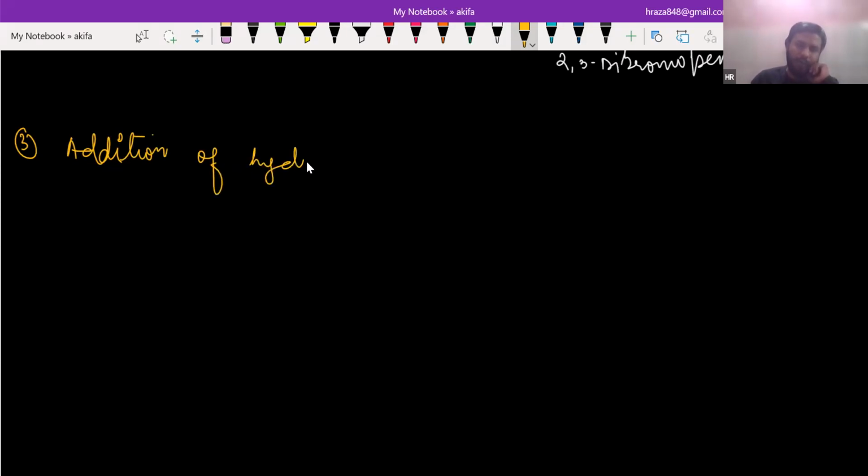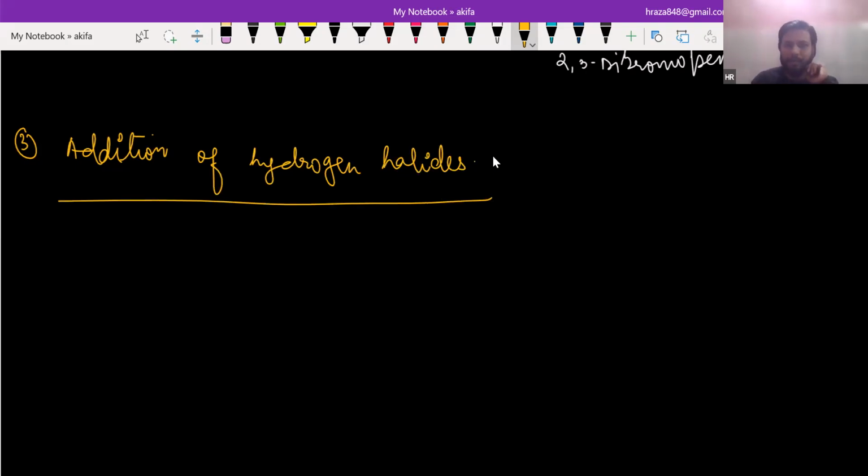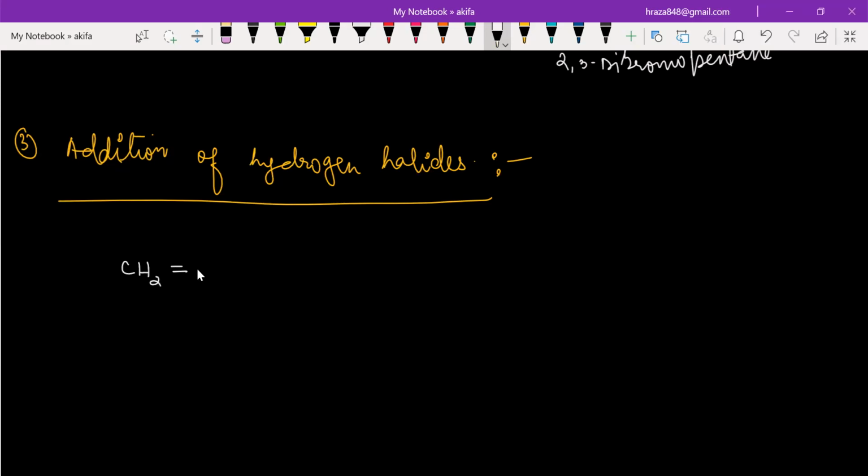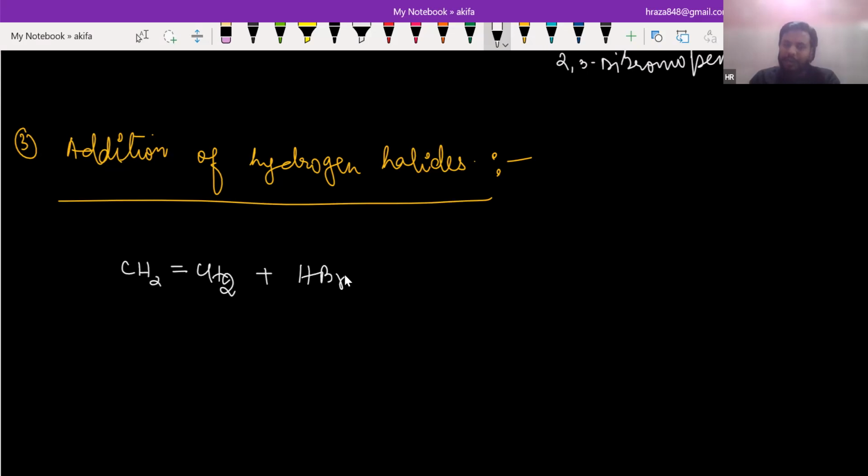First look at the screen and then you will write. Just let me say what I want to say. Whenever there is alkene, CH2 double bond CH2, and if you are going to add hydrogen halides, just take an example of HBr. So you know carbon is already making 4 bonds, so one of the bonds will be broken and it will be like CH2 single bond CH2, and bromine will be attached to one of the carbons.